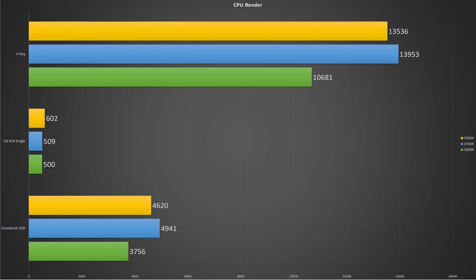We'll start the chart assault with CPU performance benchmarks, and we see that in V-Ray, the 5600X pulls past the 3600X by 27%, while only trailing the 8-core 3700X by 3%. Margins are about the same in the Cinebench R20 multi-core benchmark. However, we see a 20% increase in the 5600X single core speed.